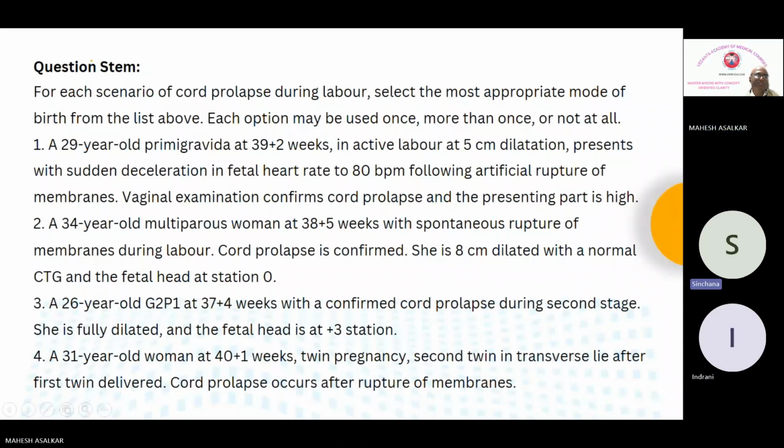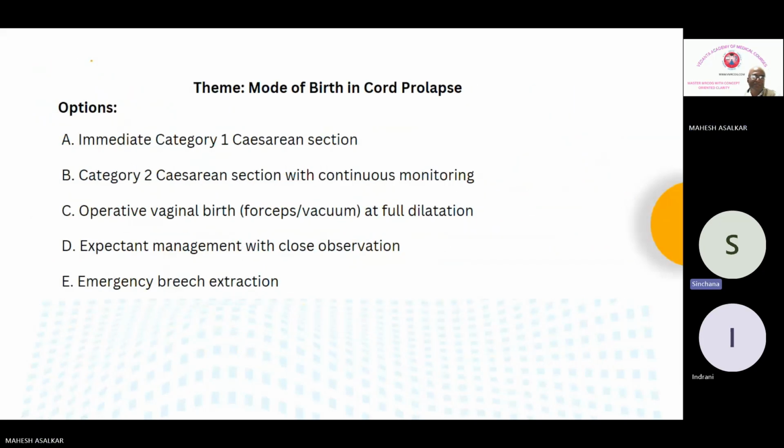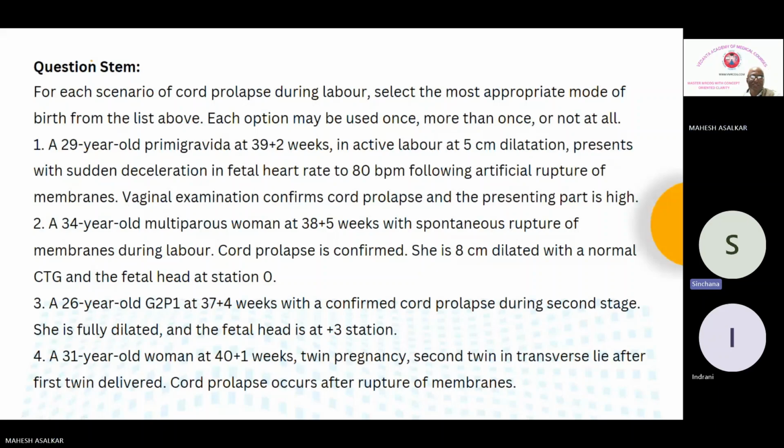Next. A 31-year-old woman at 40 plus 1 weeks with twin pregnancy, second twin in transverse lie after the first twin is delivered. Cord prolapse occurs after rupture of membranes. Very simple here, straightforward. Immediate category 2 section? Why category 2 section? Why not breech extraction? Okay, we'll go ahead with the breech extraction now.